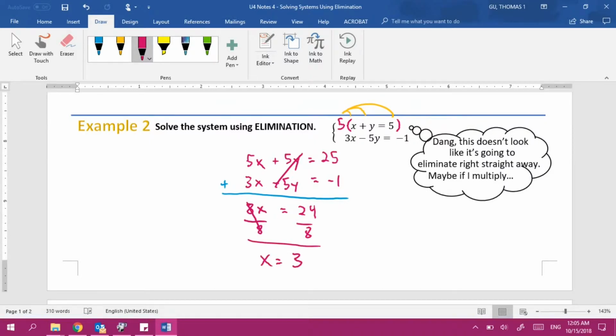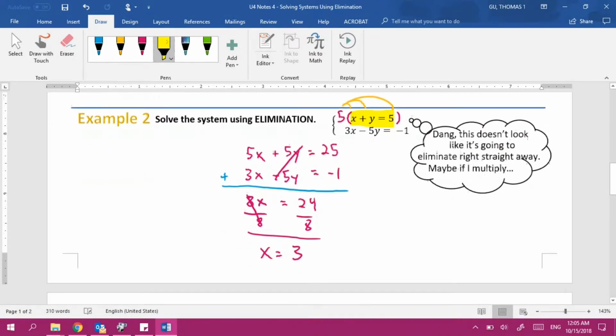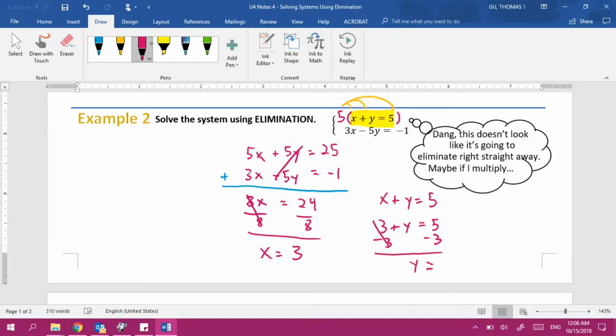Now all we have to do is take x equals 3 and plug it back into an original equation. I'm going to choose x plus y equals 5 because that one's easier. But x is 3, so we write 3 plus y equals 5. Then we solve for y by subtracting 3 from both sides. So y equals 2. And so my answer is parentheses 3 comma 2. And there it is.